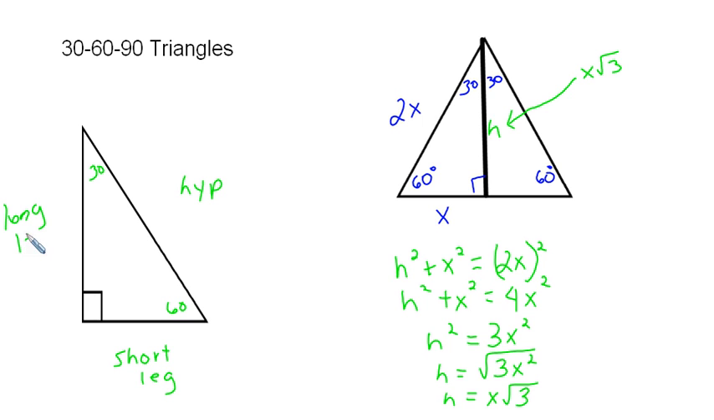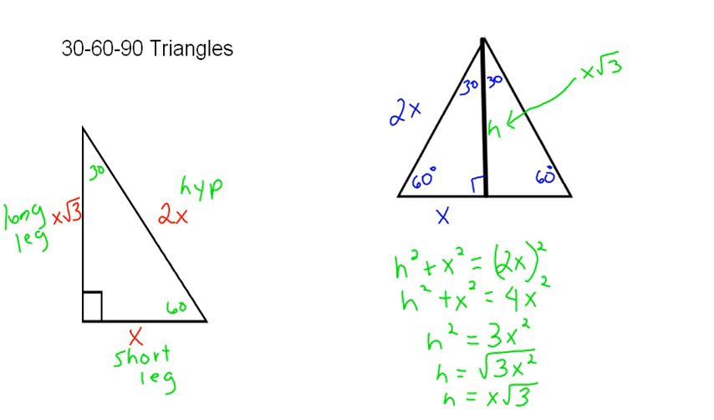Now, looking at my ratios over here, I'm going to write those in red here. The short leg is x, the hypotenuse is 2x, and the long leg is x times the square root of 3. So in words, my hypotenuse is twice as long as the short leg, and the long leg is square root of 3 times the short leg. Everything is given with respect to the short leg. So if you don't know the short leg, we'll find that first.